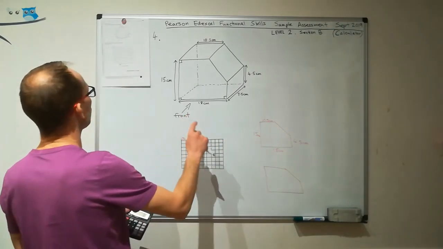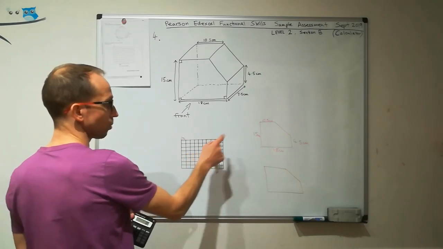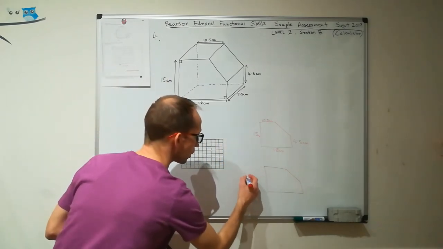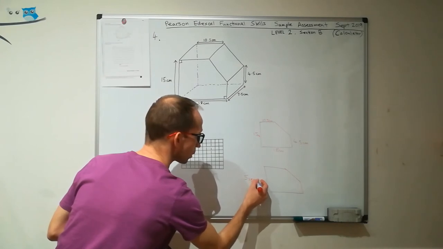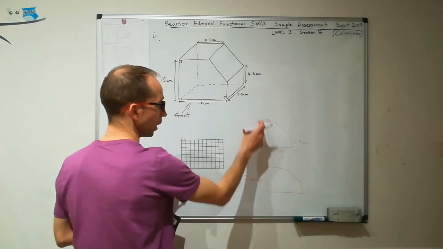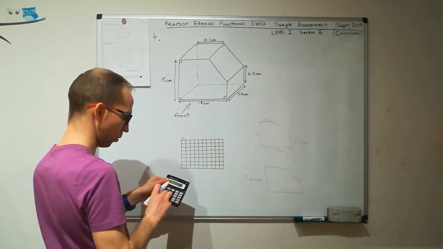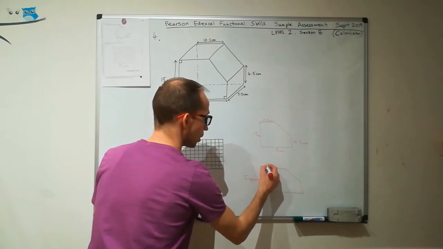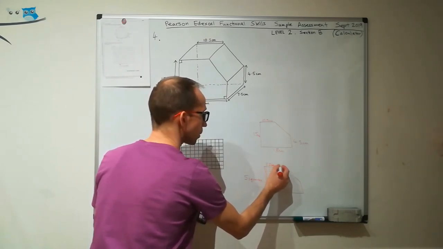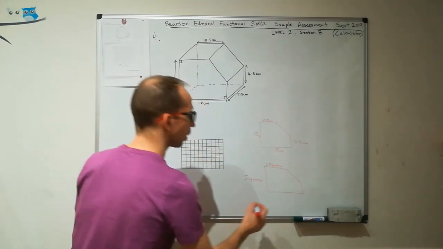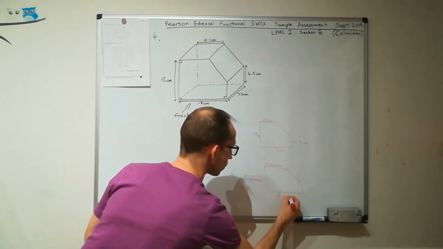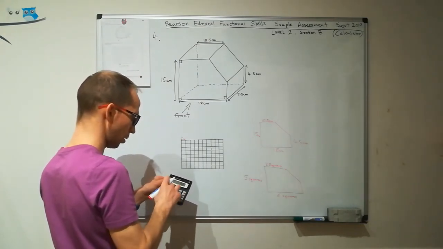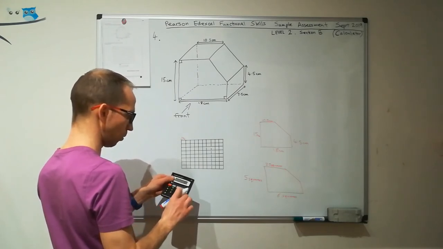So, we're told that 1 centimetre on here means 3 centimetres on our picture. So, 15 divided by 3 is going to mean 5 squares. So, I don't need my calculator for that one. Along here, if I do 10.5 and divide that by 3, we should get that this is 3.5 squares. Along the bottom, 18 divided by 3, well, I know that's going to be 6 squares. And 4.5 divided by 3, that should give me 1.5.